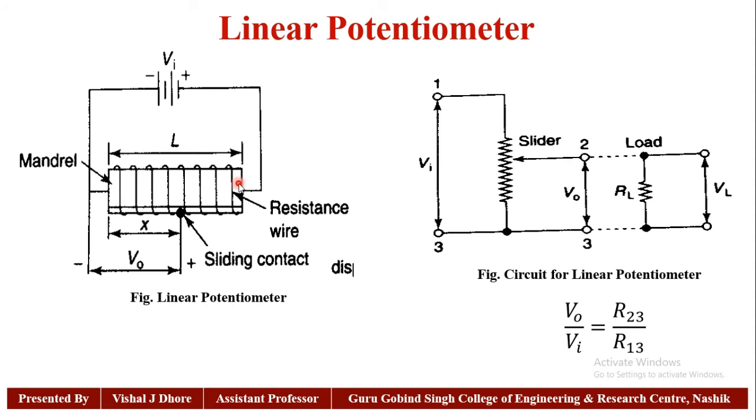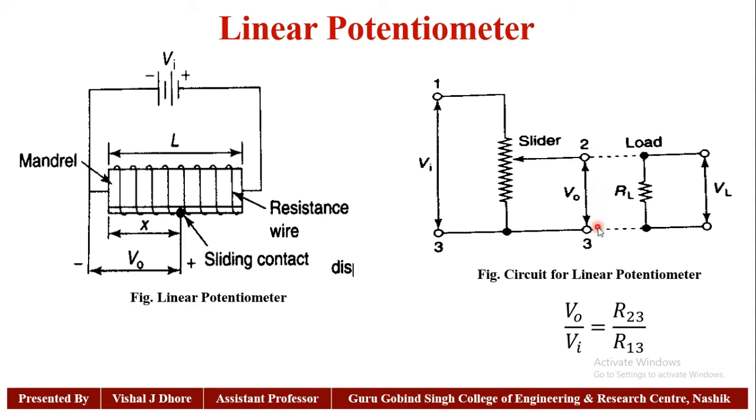Now this is the circuit diagram of a linear potentiometer. In this diagram, the resistance wire produces a uniform drop in the applied voltage V1. So this is your input voltage, or we call it the applied voltage. Therefore, a constant input voltage is between the terminals 1 and 3, and the output voltage is between the terminals 2 and 3.